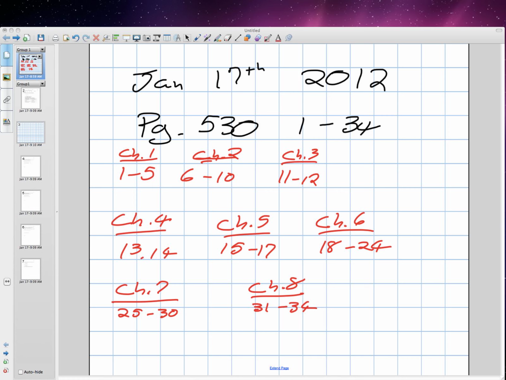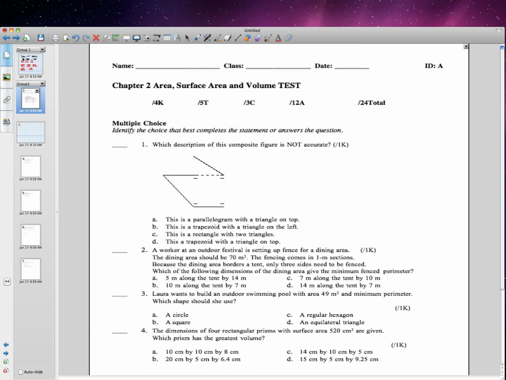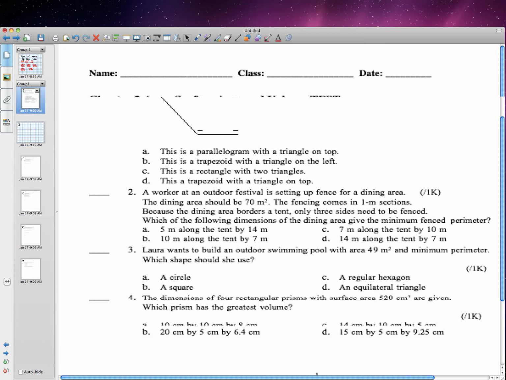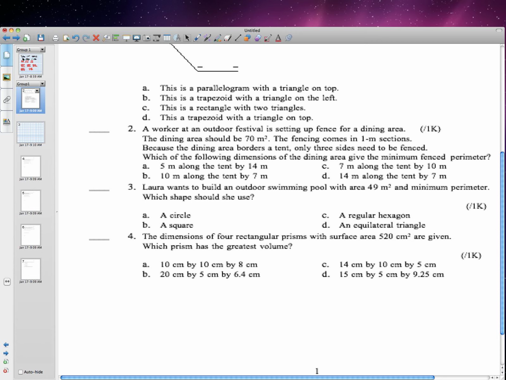So, alright, we're going to jump ahead to the test. We're going to work on question number 3. Question 3 says, Laura wants to build an outdoor swimming pool with an area of 49 meters squared and a minimum perimeter. Which shape should she use? So which will maximize area, minimize perimeter?